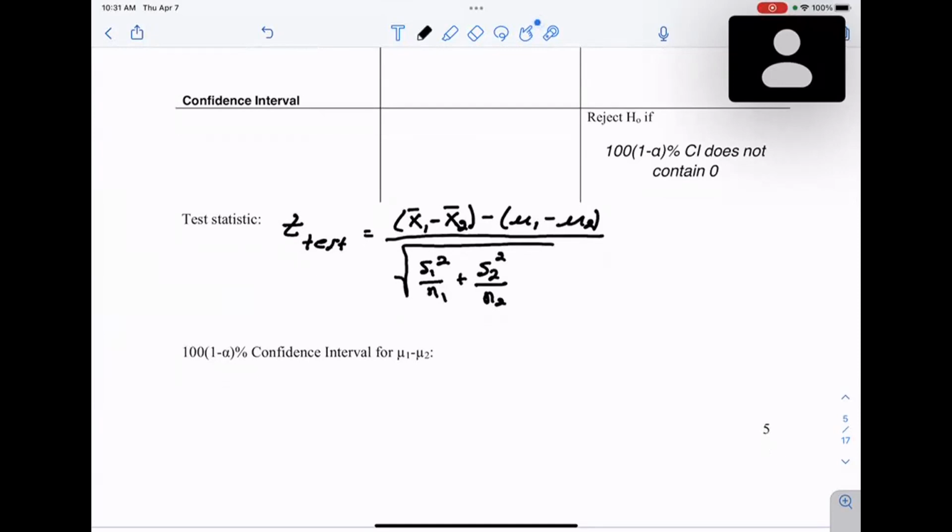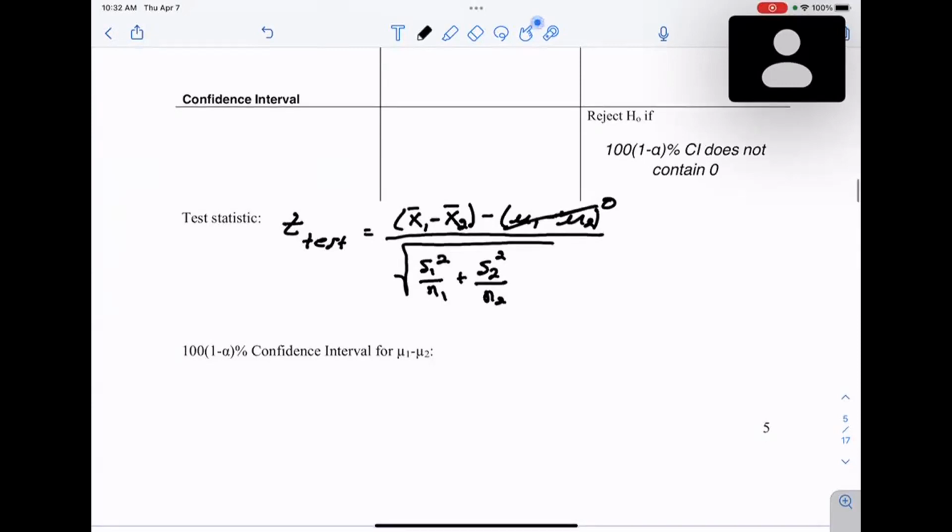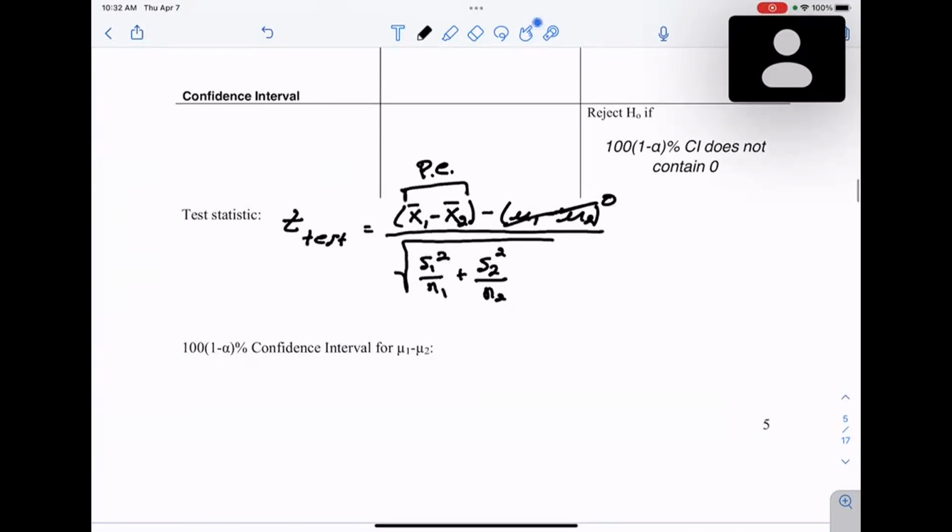Everyone okay with that? Then how does that simplify? Yeah, so this goes away. So you're just left with x1 bar minus x2 bar divided by that standard deviation. Just like we said last time, this we can think of as the point estimate. And this here, the standard error.